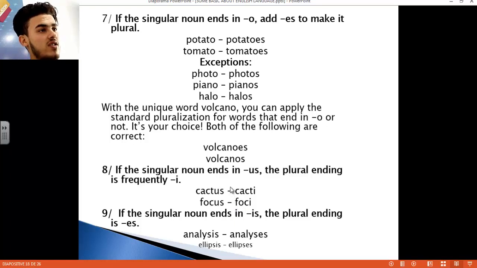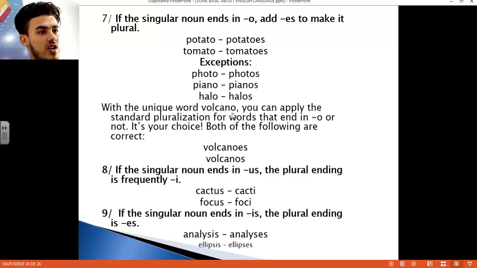The seventh rule is if the singular noun ends in O, we add ES to make it plural, like the example potato, potatoes, tomato, tomatoes. We only have to add an ES to the end of the word. Here are also some exceptions. Photo, photos, piano, pianos, hollow, hollows, and we can't here add an ES. We are obliged to add an S only, and I will let you next see the list of exceptions.